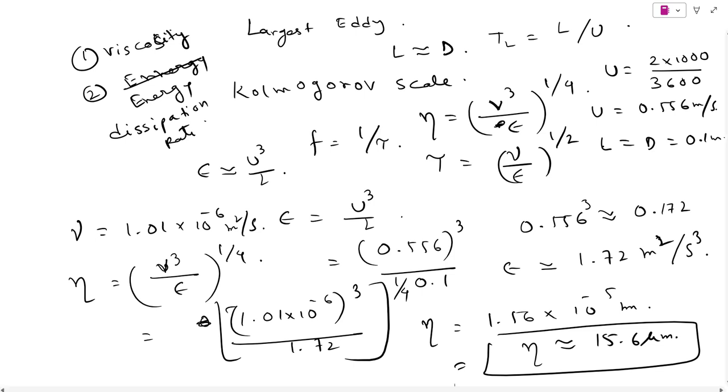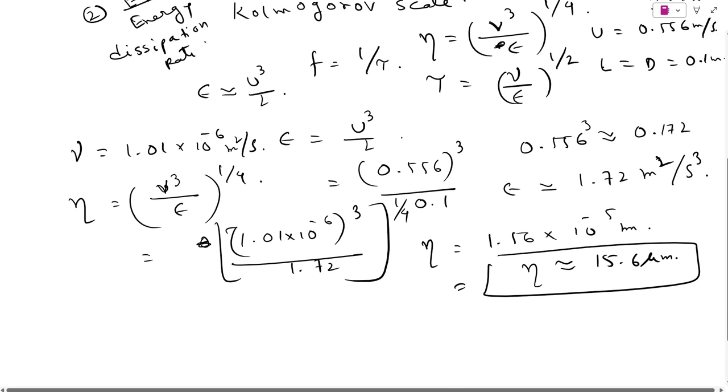And notice something amazing. The cylinder diameter is 0.1 meter, while the smallest eddy is only 15 micrometers. That means the turbulence contains structures differing by almost 4 orders of magnitude. And this enormous range of scales is why turbulence is considered one of the most difficult problems in engineering.